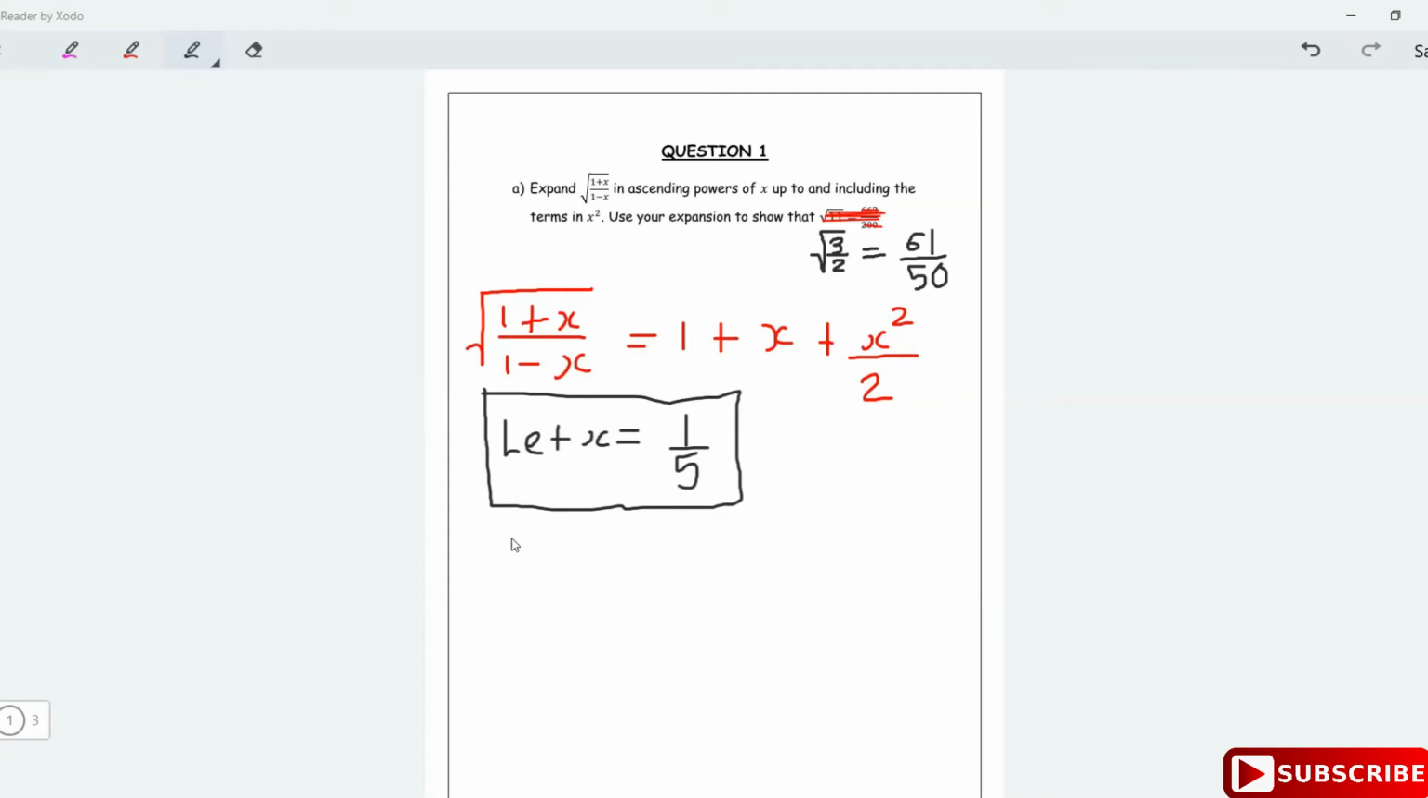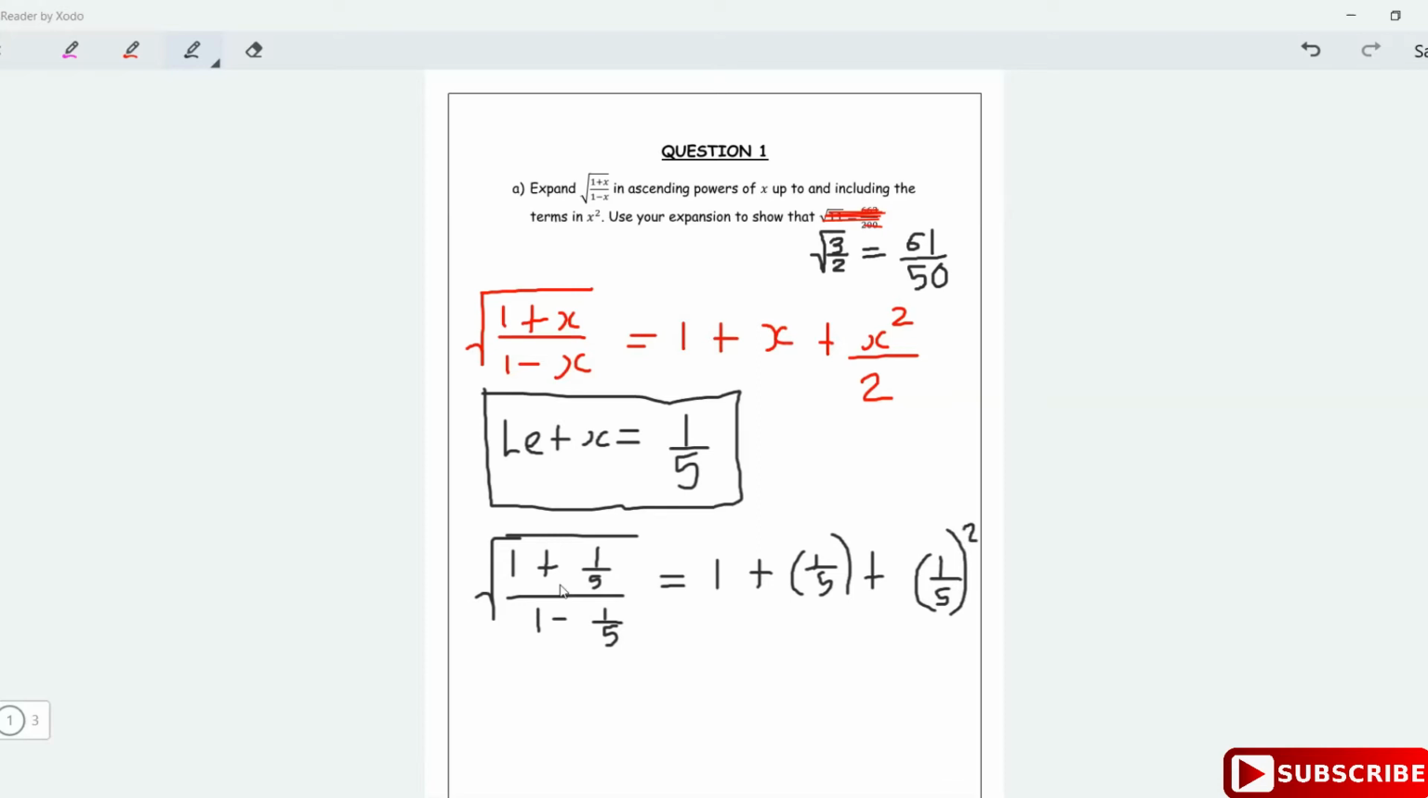Then what we're going to get is the square root of 1 plus 1 over 5 over 1 minus 1 over 5. And what we're going to end up getting is that this is equal to 1 plus 1 over 5. That is now x, because we let x equal 1 over 5. Plus, it's going to be 1 over 5 squared over 2.